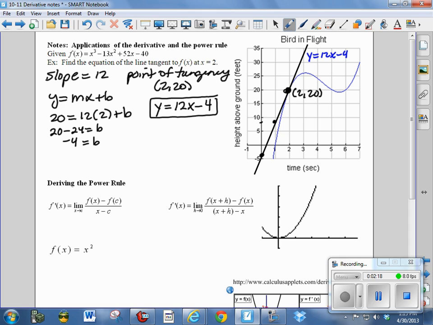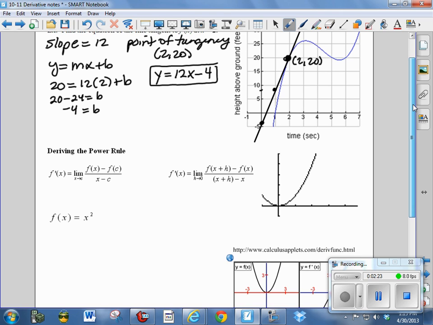So it's very easy to find the equation of the tangent line once you know the derivative, which gives you the slope, and you know the point of tangency.